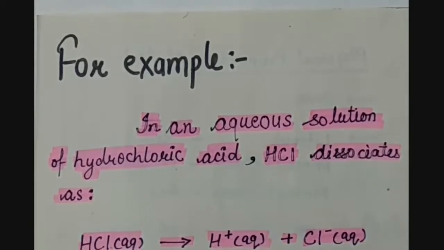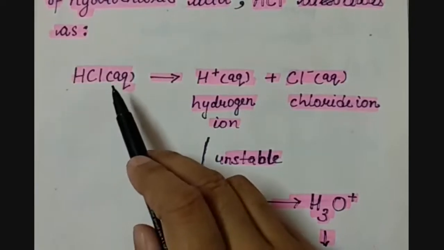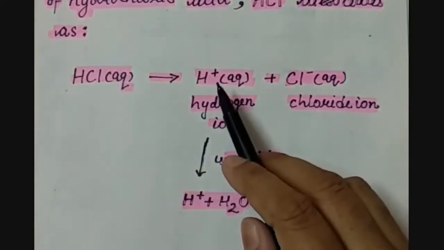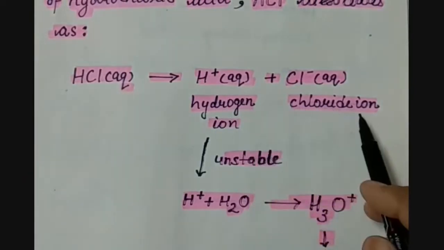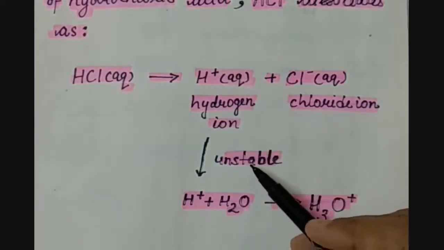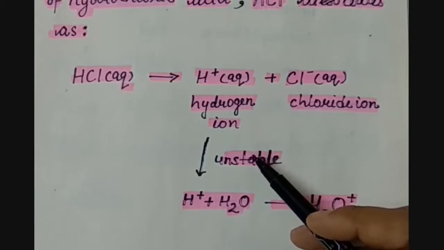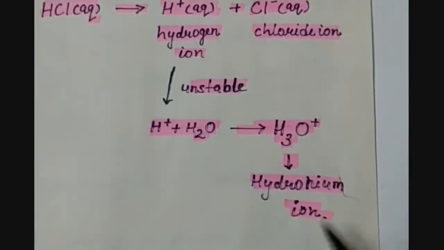When we make an aqueous solution of hydrochloric acid, HCl dissociates into H plus and Cl negative ions. H plus is the hydrogen ion, Cl negative is the chloride ion. But this H plus is a very unstable ion, so it will again react with molecules of water and combine with it to form the hydronium ion. This H3O plus is called the hydronium ion. As you know, acids furnish H plus as the positive ion when dissolved in water.